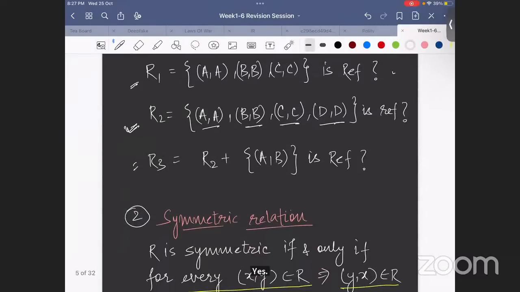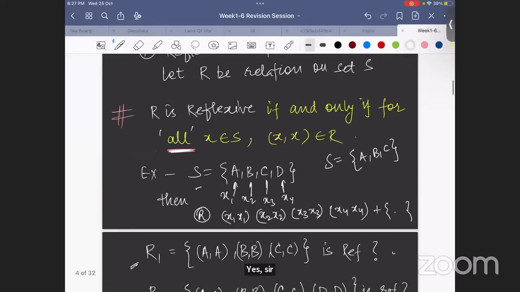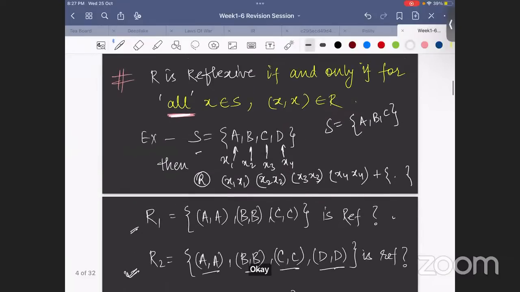Now come to the R3 relation. R2 is already there, so R3 is R2 plus AB. AB is a new element that I have added to R3. Is R3 a reflexive relation? Yes. So what was the necessary condition for any relation to become a reflexive one? What is the most important condition? It must contain all the diagonal elements. All the elements of S should be present, in the XX way, in that relation where we have to check whether this relation is reflexive or not. So this word all is very important.